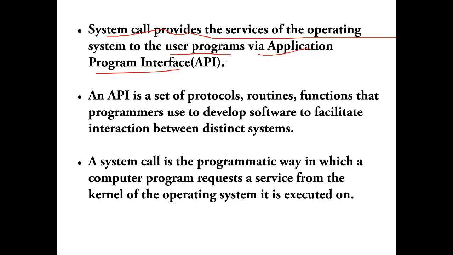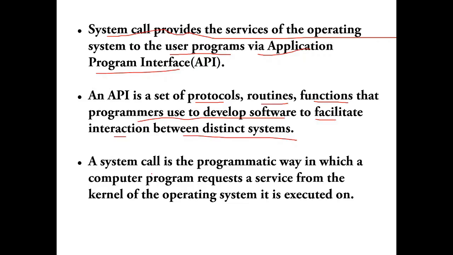So what is an application program interface? You can say it is a set of protocols or routines, that is, units or functions that programmers use to develop software. Overall, the main work of these APIs is to facilitate interaction between distinct systems, that is, from user mode to kernel mode. With the help of these APIs, the interaction takes place between user mode and kernel mode.